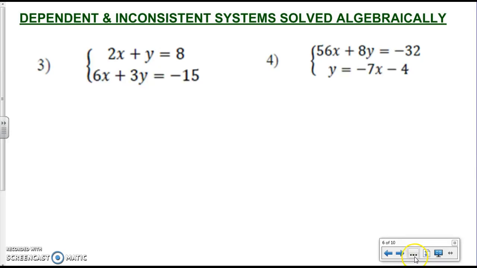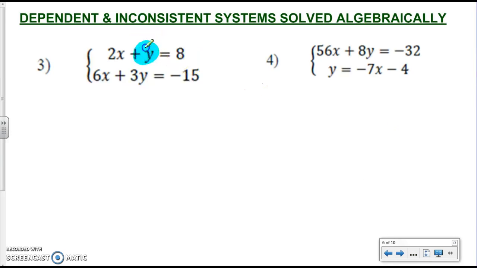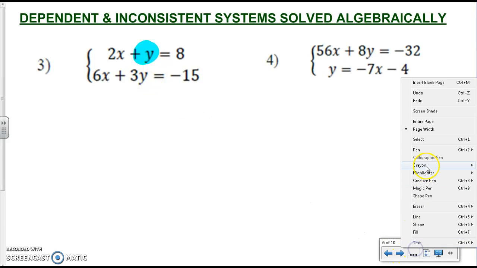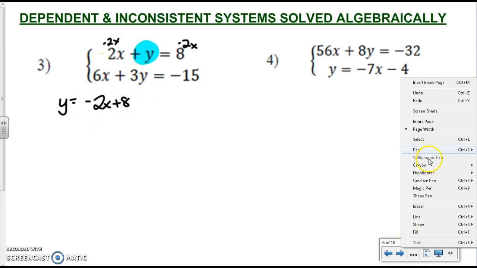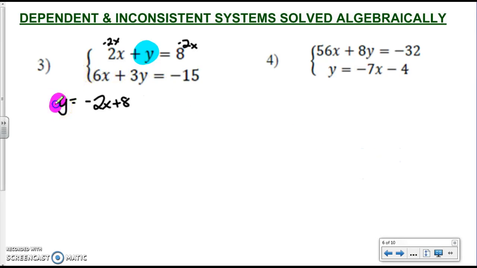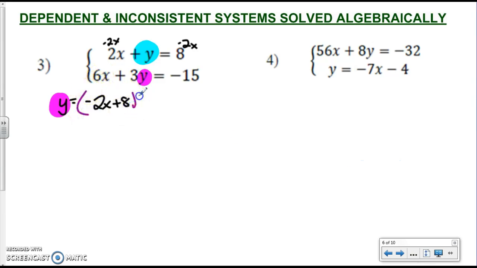In number 3, again, notice that there is not an x or y alone, but there is a y right here that we could easily solve for. So I'm going to go ahead and do that first. So what I'm going to do is I'm going to do minus 2x on both sides. So I really have y equals 8 minus 2x, or negative 2x plus 8, and then this equation stays the same. So I can go ahead and plug into y. So I'm going to go ahead and take this whole thing, plug it in there.